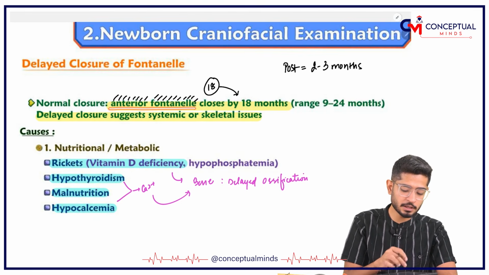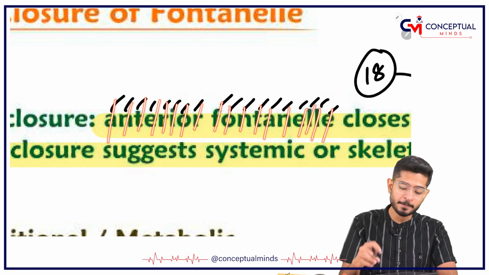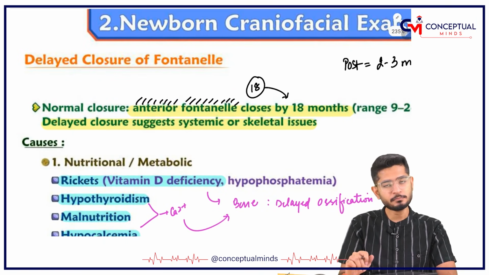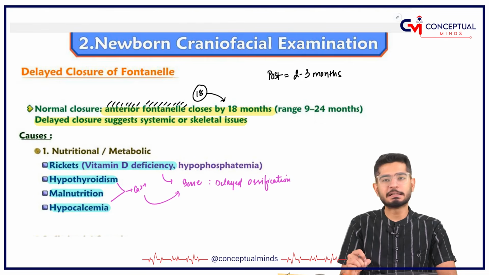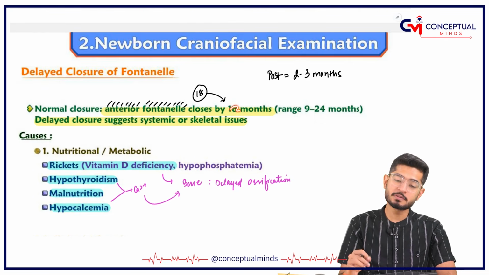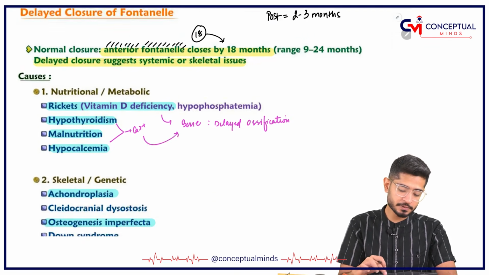If you count the number of letters in anterior fontanelle: 1, 2, 3, 4, 5, 6, 7, 8, 1, 2, 3, 4, 5, 6, 7, 8, 9, 10, that is 18 letters, and 18 months is the time period. That means the anterior fontanelle is going to close by 18 months. If it is not closing, that means there is a delayed closure. Now, why will there be a delayed closure?